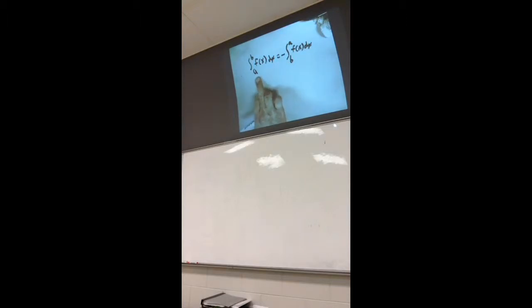We typically think about this number right here as being the lower limit of integration, and this one as being the upper, or lower bound and upper bound, however you want to think about it. But what happens if this number is here and this number is here? Well, you can switch it around and just make it negative, and it works. Now, this next property is going to play in line with the first one.